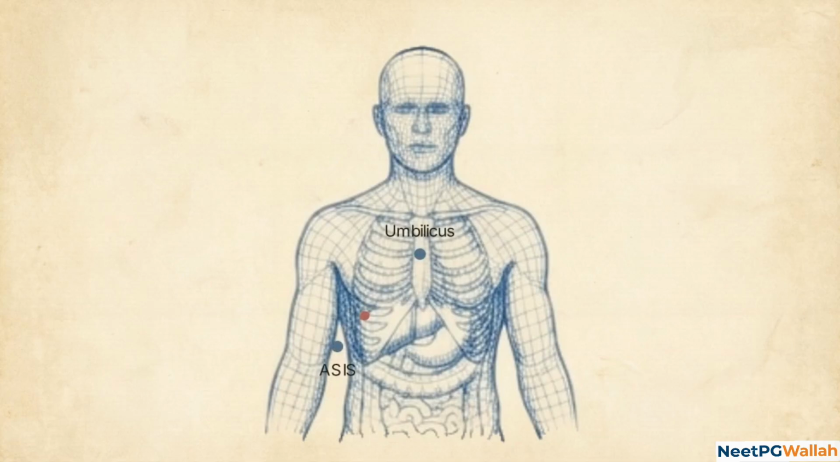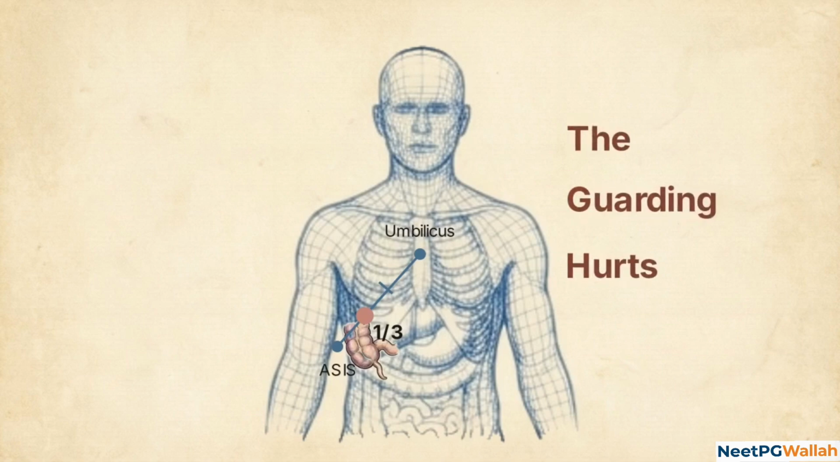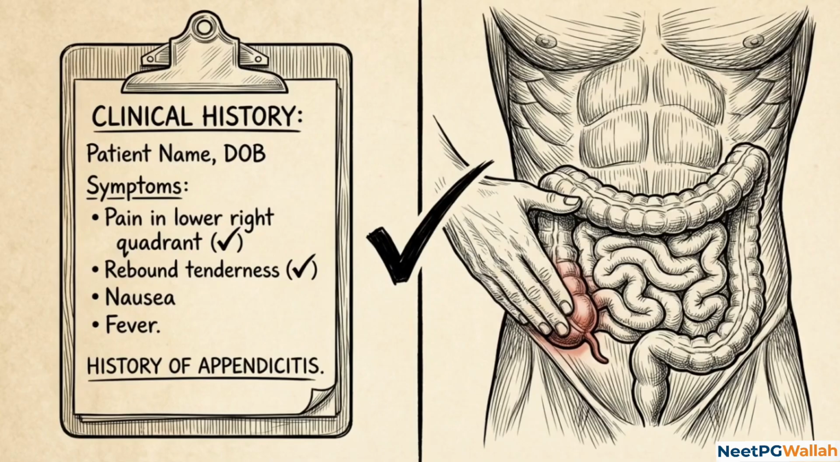McBurney's point is an anatomical landmark located exactly 1/3 of the distance from the anterior superior iliac spine to the navel, directly over the base of the appendix. The mnemonic for your physical exam is TGH, the guarding hurts. Murphy's triad clarifies the patient's subjective history, and Dulafoy's confirms the surgeon's objective physical exam. Together, they secure the appendicitis diagnosis.